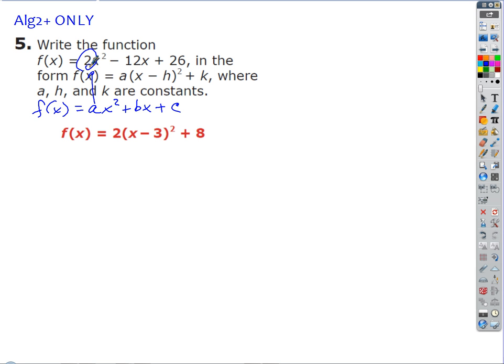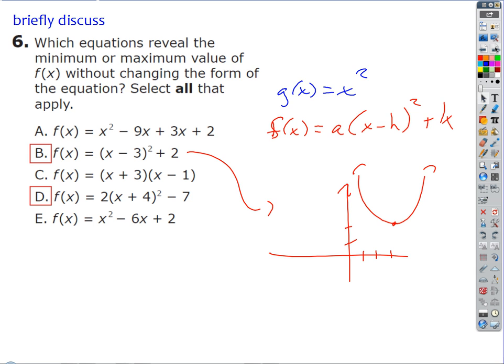Okay, so we got it. So the answer would just be, I'm going to plug in 2 for a, 3 for h, and 8 for k, based on the graph. Okay? All right. So we did this stuff.